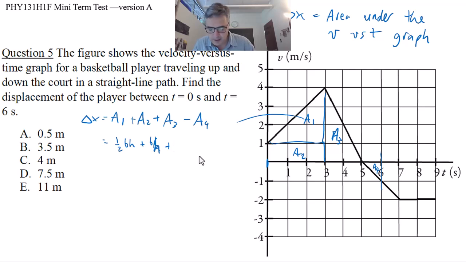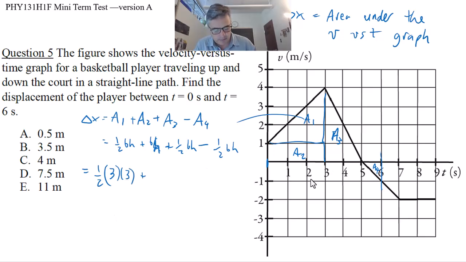Plus A3 is going to be 1/2 base times the height. And then minus 1/2 the base times the height. They all have different bases and heights, but I'm not going to put subscripts everywhere. It's 1/2 of the base, which is 3 seconds. Just keep SI units here. And the height from 1 to 4 is times 3 meters per second.